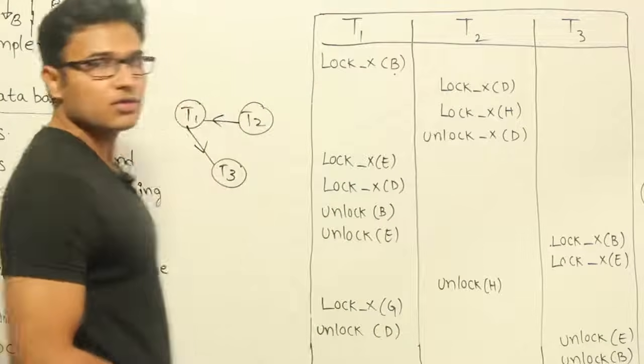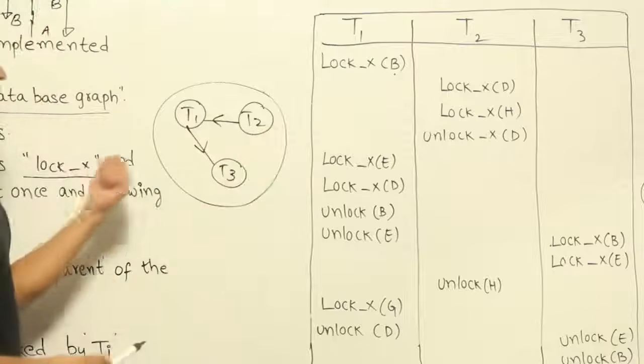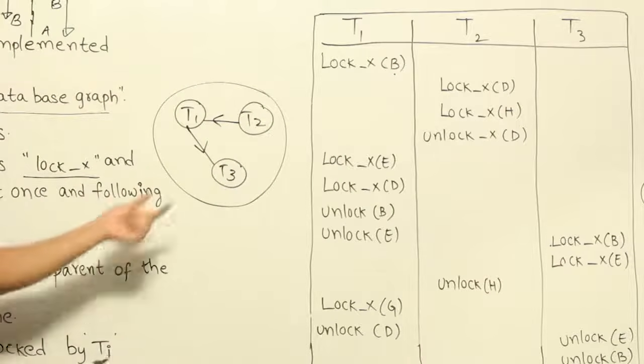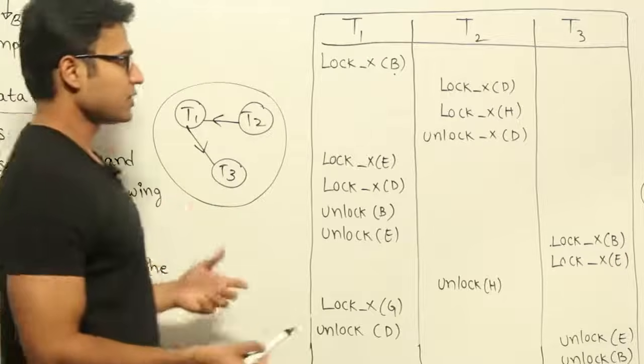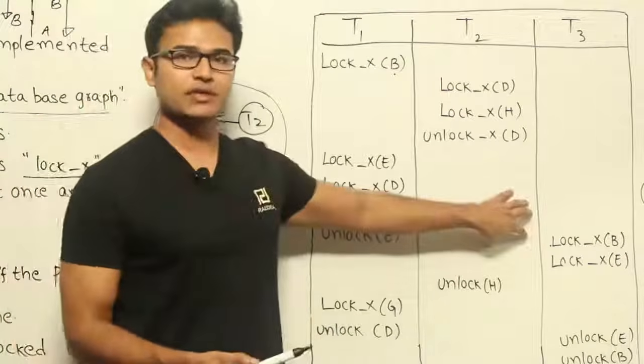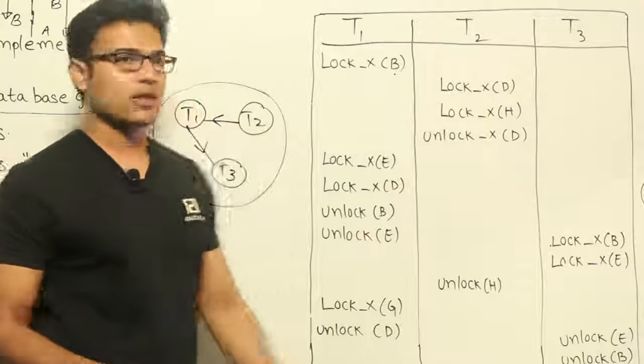That's it, right? So if you look at this, this is the precedence graph. Now the precedence graph is clearly showing that there are no cycles, therefore it is definitely conflict serializable. So any schedule which follows the rules that we have discussed till now is going to be conflict serializable, as well as deadlock free. Okay, fine.